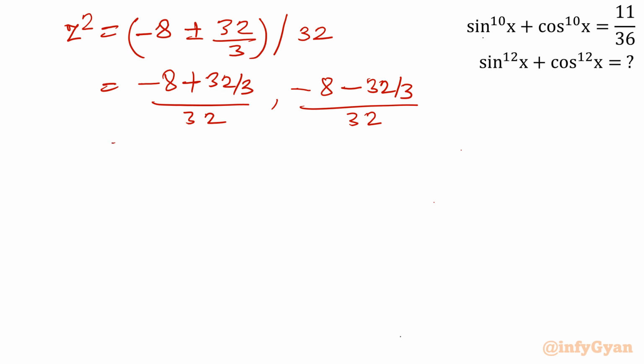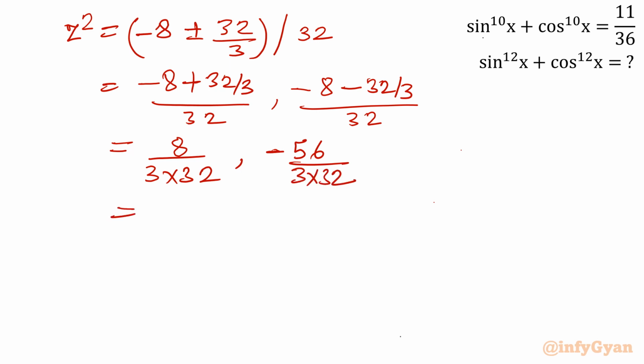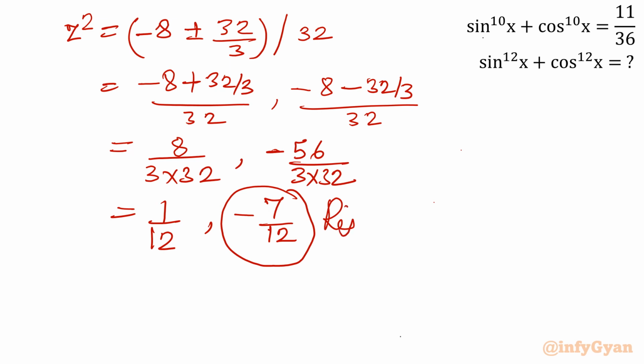So the first one will become 8 over 3 times 32, and the second one is minus 56 over 3 times 32. If I simplify this, 8 times 4, 4 times 3 is 12, so 1 over 12. And the other value will come out minus 7 over 12. So I will cancel this one, rejected. Why? Because z square is negative, so a complex solution will come out.